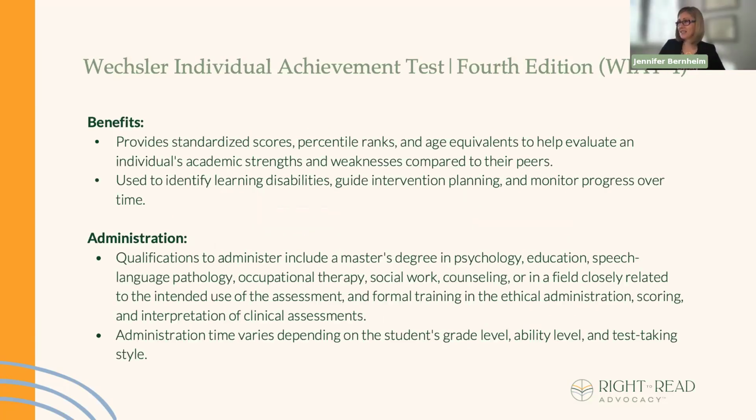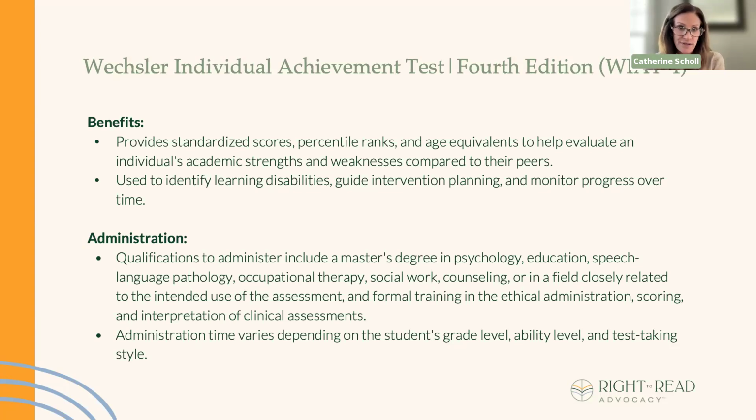All right, the benefits of the WIAT. The benefits are that it's going to provide you and the school with standardized scores, right? So it's that norm reference. We're going to look at the standard score. It's going to give you the percentile rank and the age equivalent, and we're going to look at those to determine what their academic strengths and weaknesses are compared to their peers on a national level.